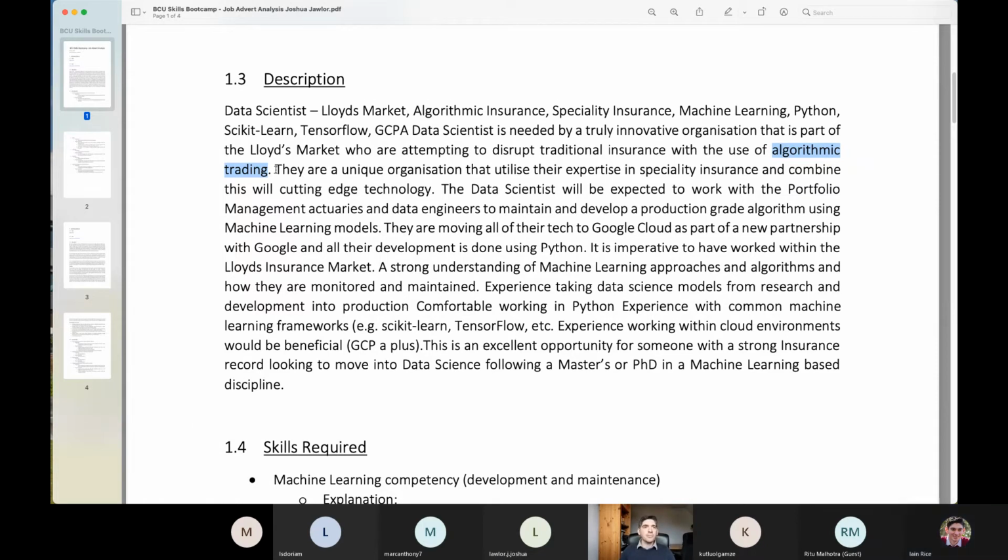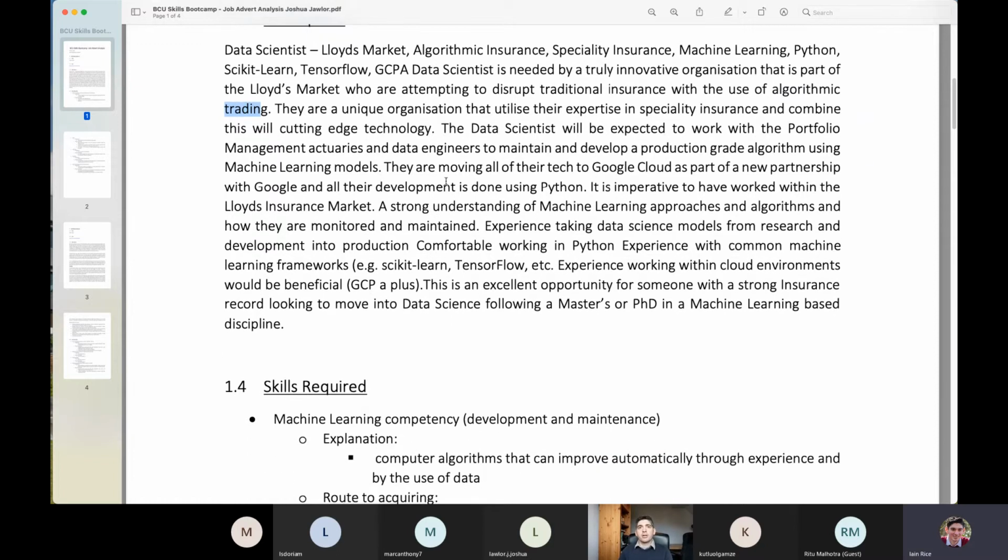Yeah. So that's all they're talking about, that they want to use an ordered set of steps that's going to be followed exactly the same way to do insurance. Fine. Okay, let's skip on a bit. Moving all their tech to Google Cloud as part of a new partnership with Google. So they've spent a lot of money on that. Okay.